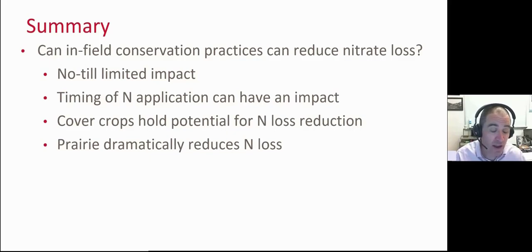I really think, though, as we think about infield practices that can reduce nitrate loss and reduce that leaching below the plant root zone, cover crops hold a great potential while maintaining corn soybean production, but we need to get growth of that cover crop. And then a perennial, and in this case, I'm highlighting prairie, can dramatically reduce N loss. As we showed, if we have something growing out there year in and year out, a great percentage of the year, we can dramatically reduce the nitrate that's lost from our cropping system.